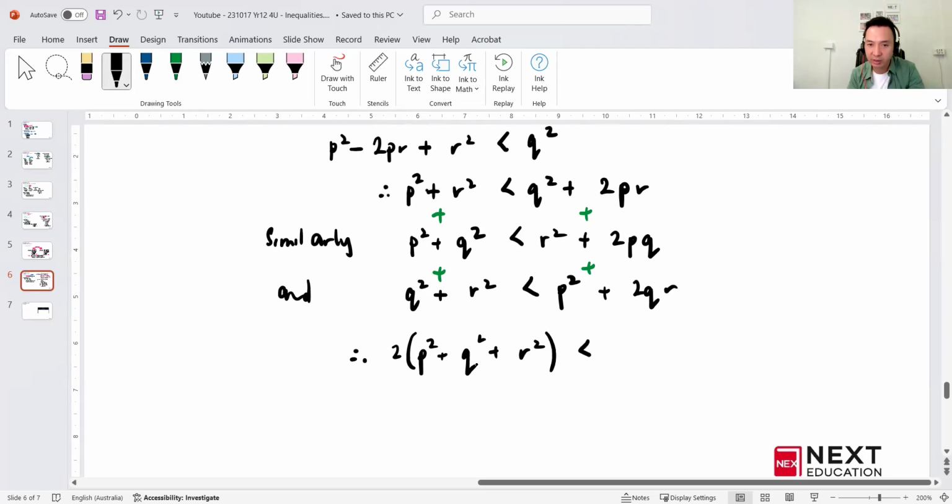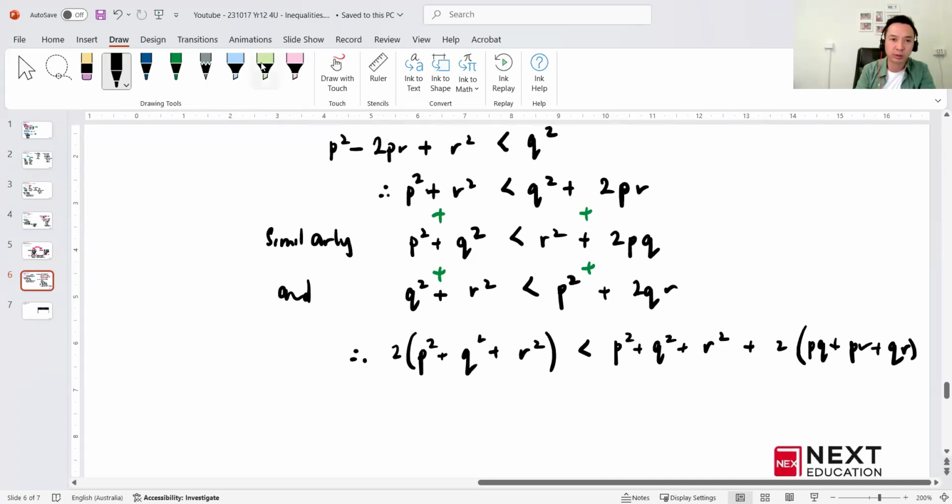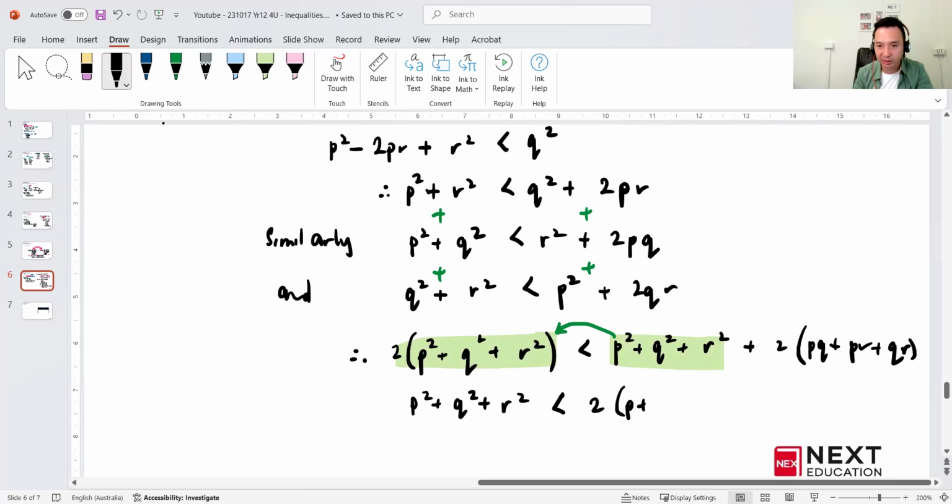Less than. Now what do I have here? I've got 1 of these plus 2 of these, 2 times PR. Collect this one with this one, so move it over. Because there's 2 of these, 1 of these, so therefore you get P squared plus Q squared plus R squared is less than 2 of these. And just like what I did upstairs, I want the left-hand side in this case to be a perfect square, right? Because it's got P squared plus Q squared plus R squared.